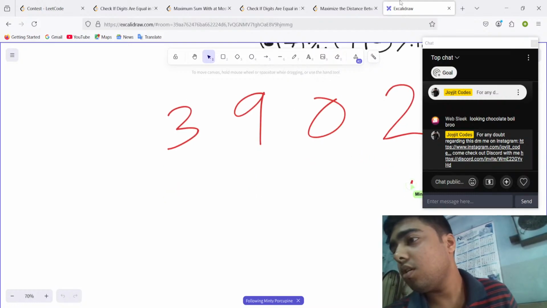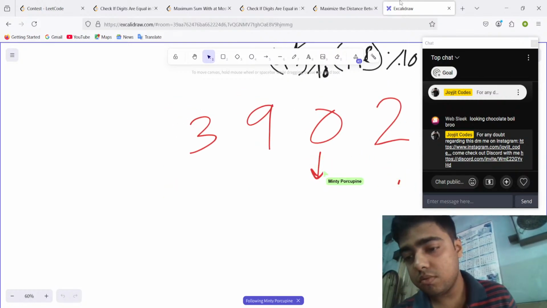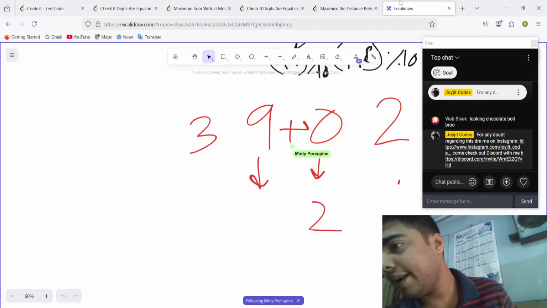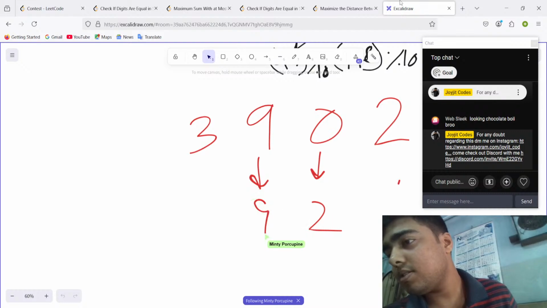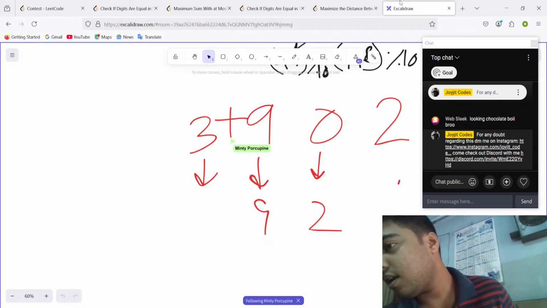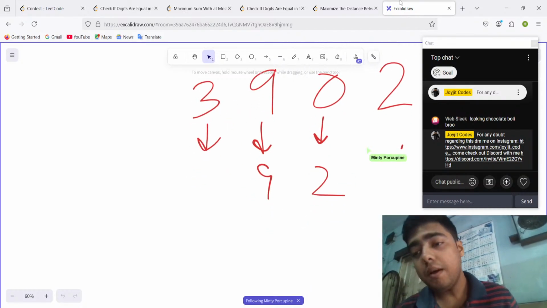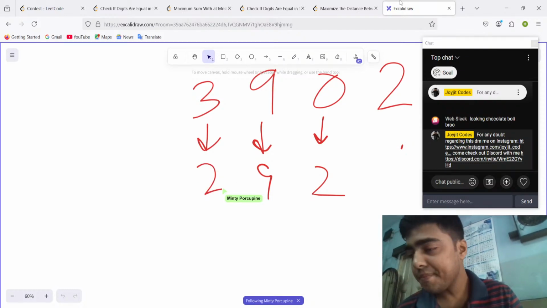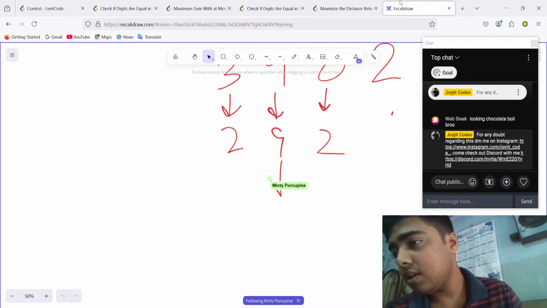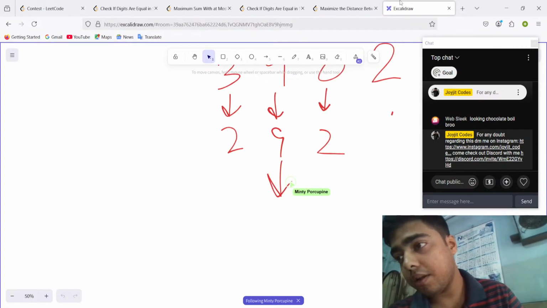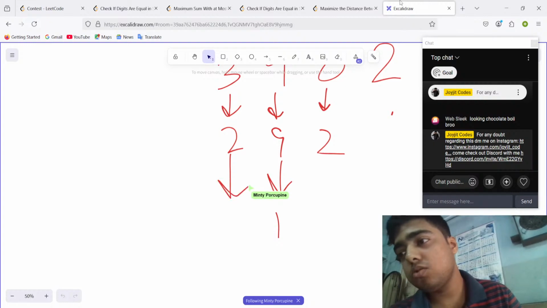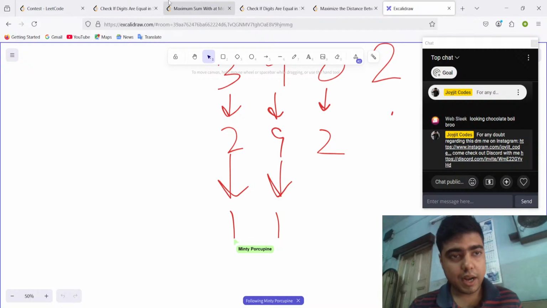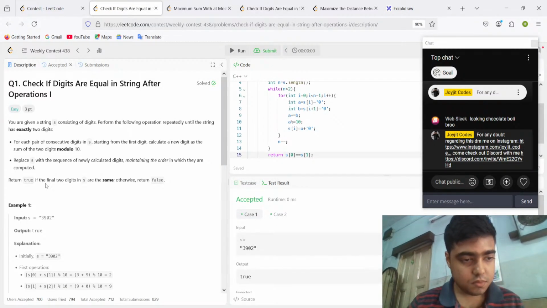3902. So this 0 becomes 0 plus 2, that is 2. This 9 becomes 9 plus 0, that is 9. And this 3 becomes 3 plus 9, that is 12. But since we are just going to consider the last digit, we write it as 2. In the next step, this 9 becomes 9 plus 2, 11, that is 1, the last digit. And this 2 becomes 9 plus 2, 11, and the last digit is 1. So now we are left with only 2 elements, and both are equal. So we can directly say that it's a yes, I mean it's a true.